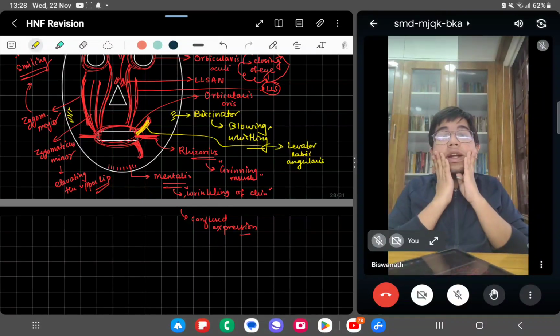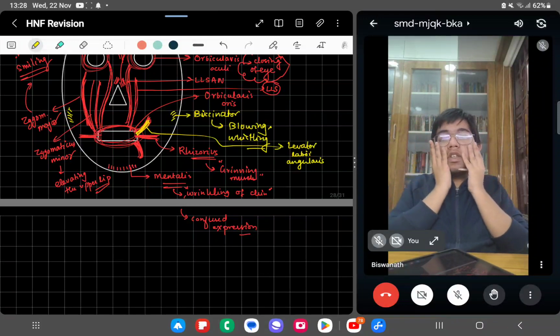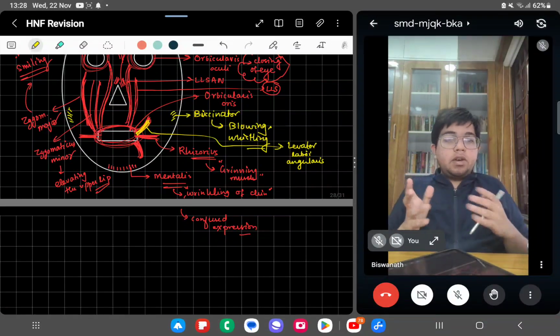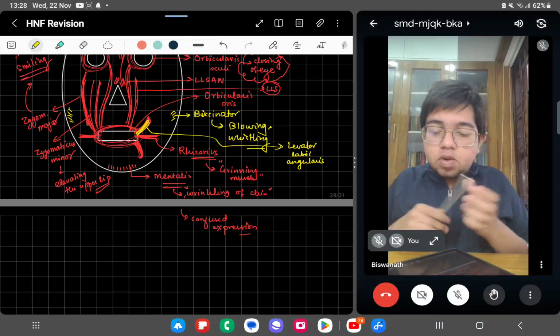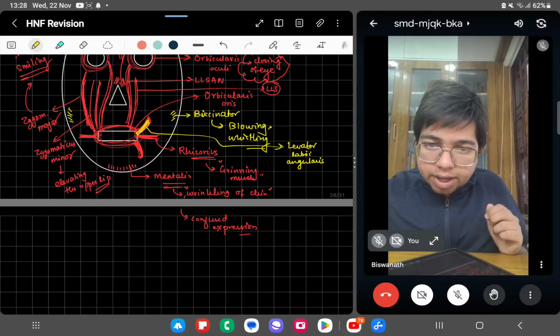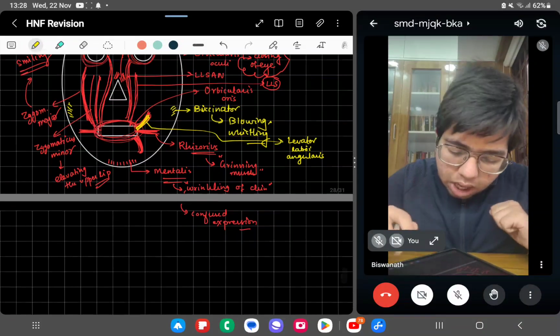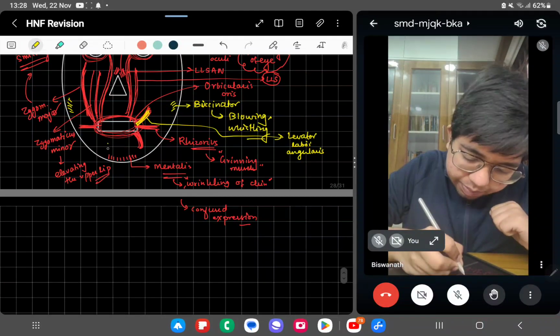It is going like this, and zygomatic muscles are just covering the face. We'll see in the 3D. We are going to get an orientation in 3D too. So this is a levator labii angularis.